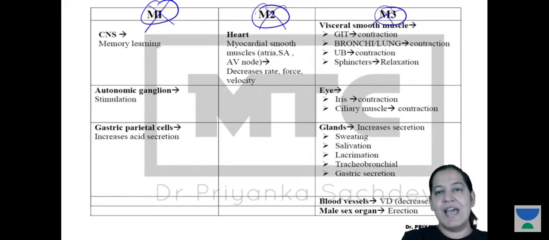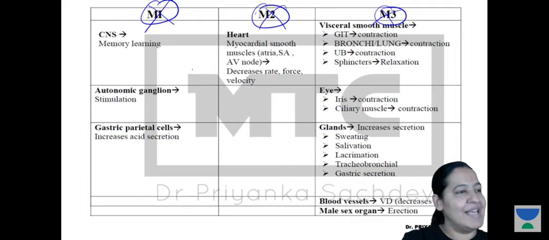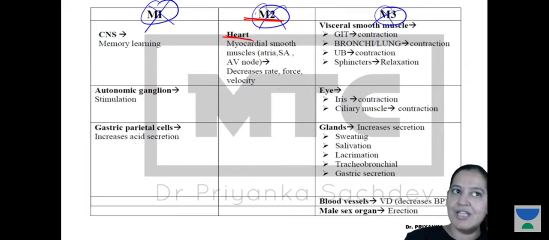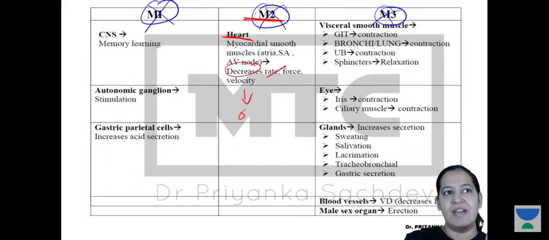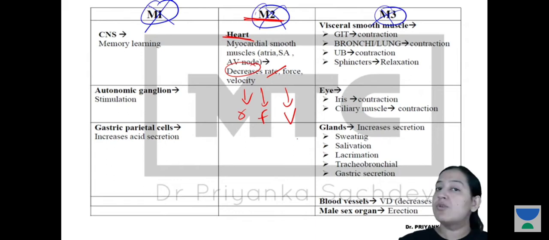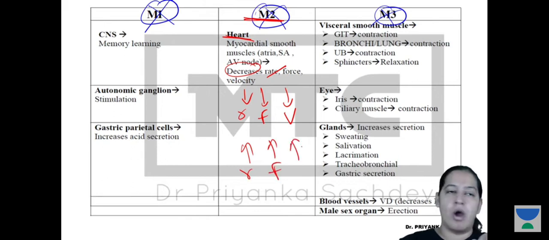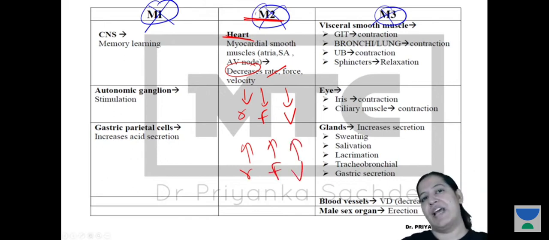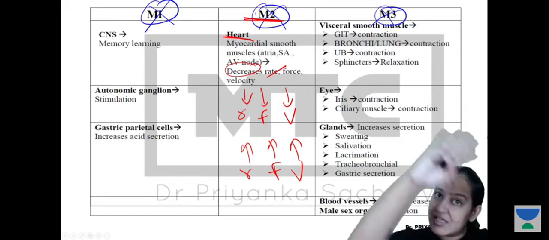Since they are blocked by these drugs, the reverse will happen. Normally the muscarinic receptor M2 is present on the heart. When acetylcholine binds to it, it decreases the rate, the force, and the velocity. But since these drugs block the M2 receptor on the heart, acetylcholine cannot act on the heart. So instead of decreasing, there will be an increase in rate, increase in force of contraction, and increase in velocity of conduction. So these drugs will do just the reverse of this table.